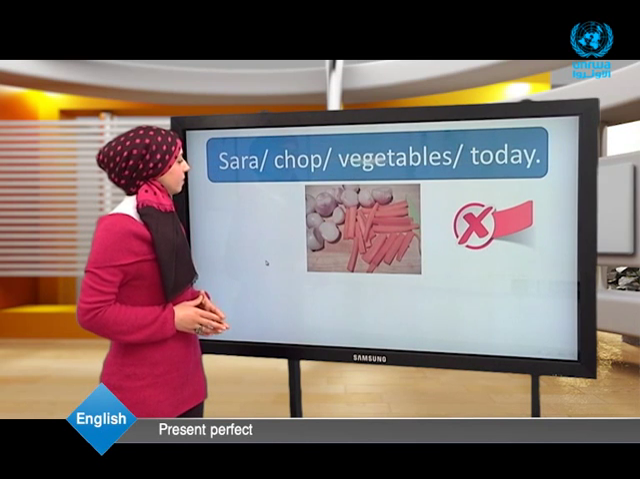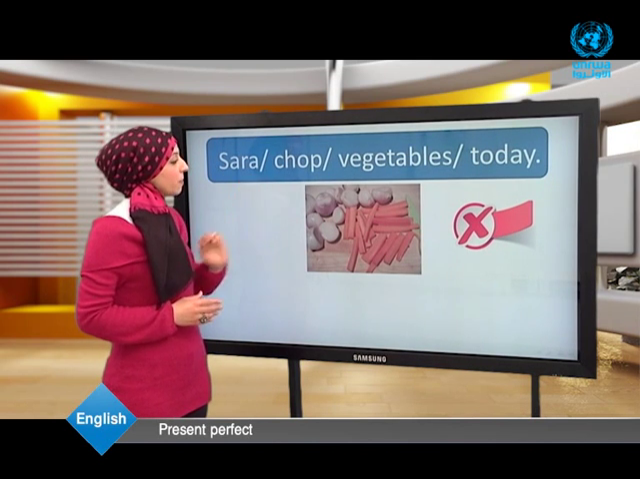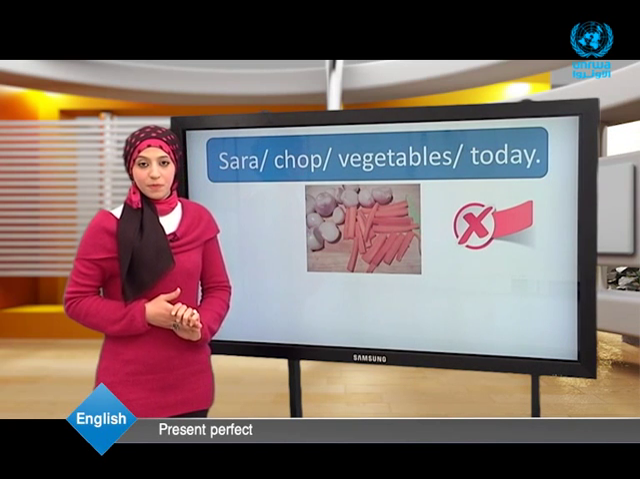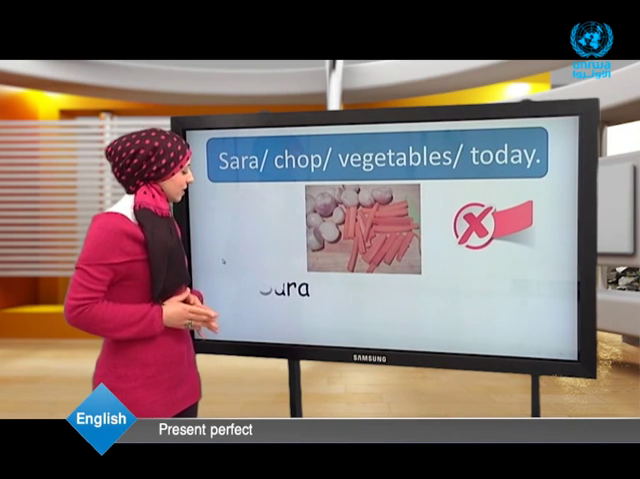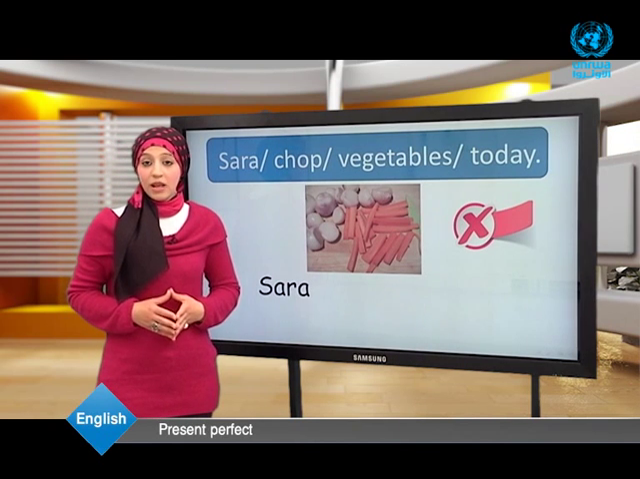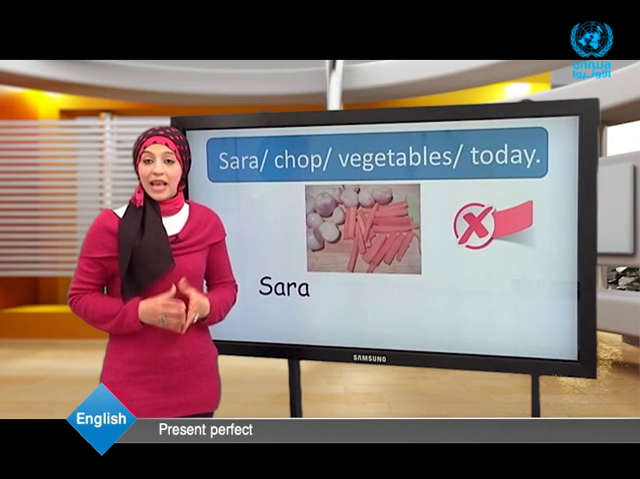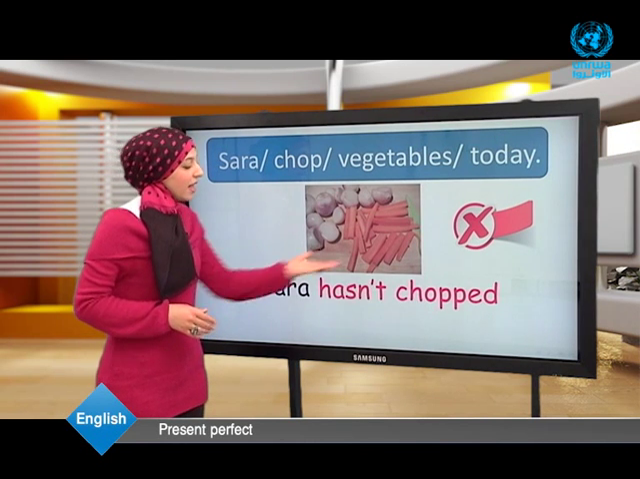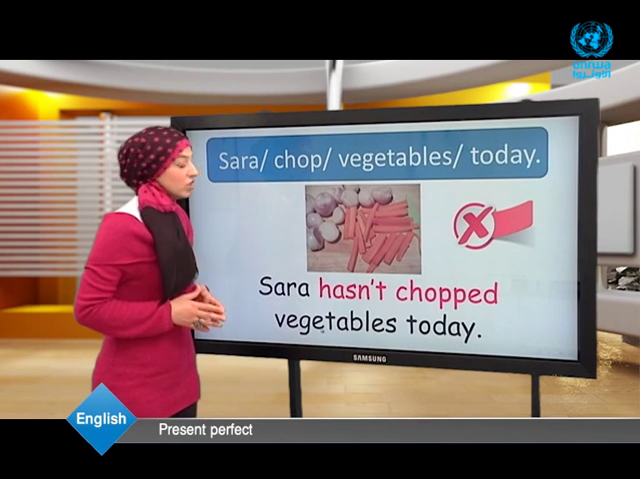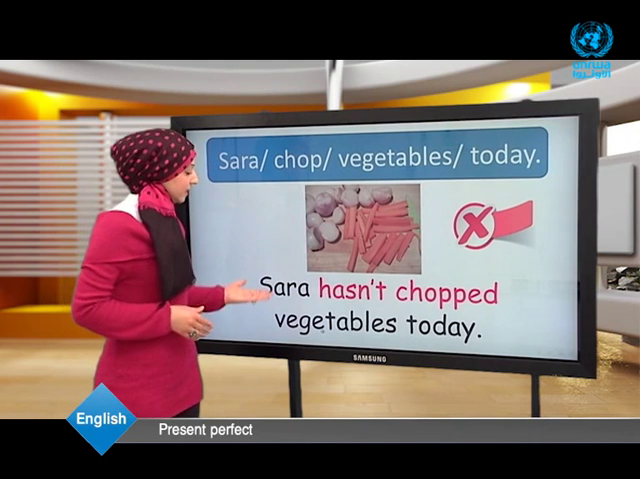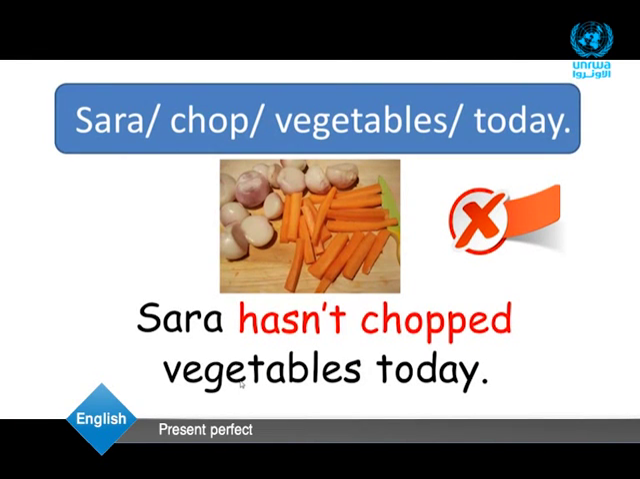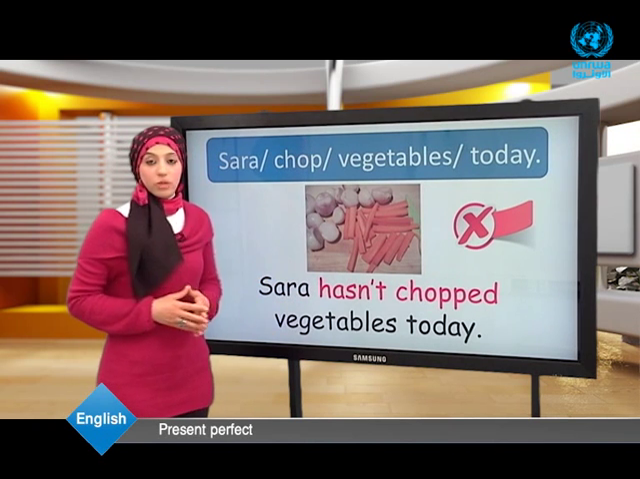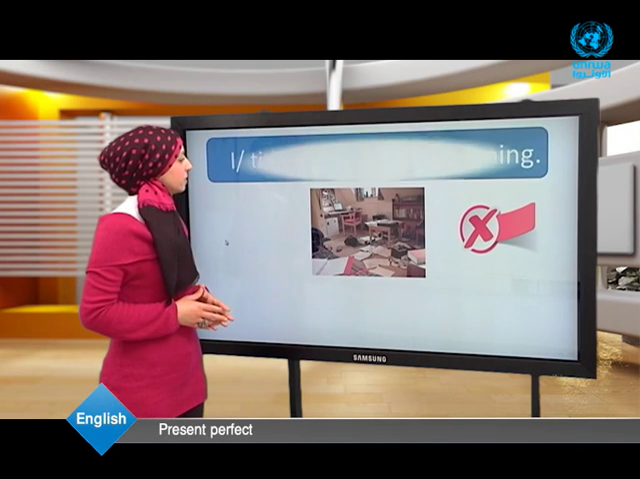Now the third one, Sarah chopped vegetables today. Also here, a negative sentence. We begin with the subject Sarah. After Sarah, has or have? Has. And the negative form of has, hasn't. So, Sarah hasn't chopped vegetables today. Let's read it again. Sarah hasn't chopped vegetables today.